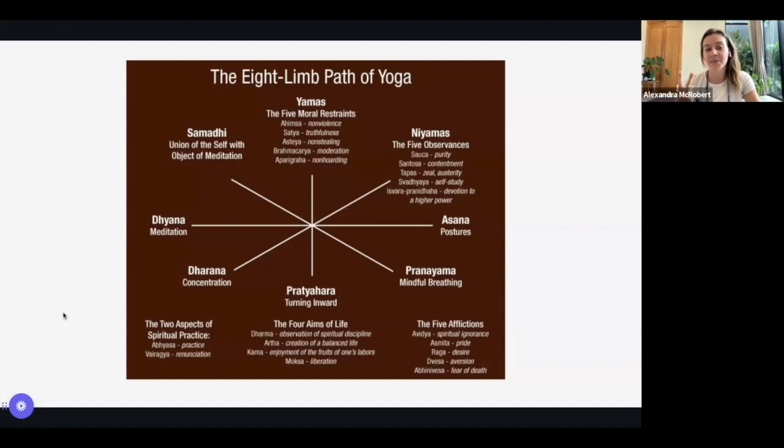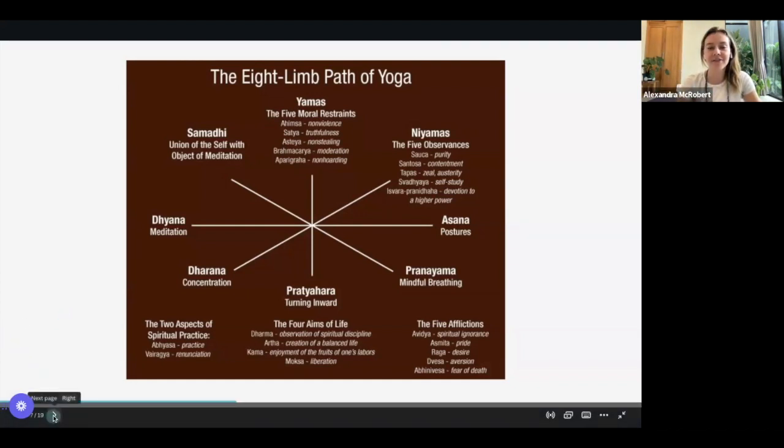And then there are two big aspects of spirituality. There's abhyasa, which is practice, so that's us literally doing the things that we need to do to get us to this state. And then there's vairagya, which is letting go. So this is an overview of the 8-limb path.